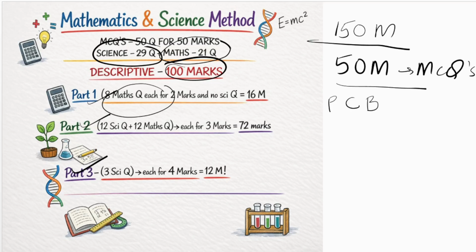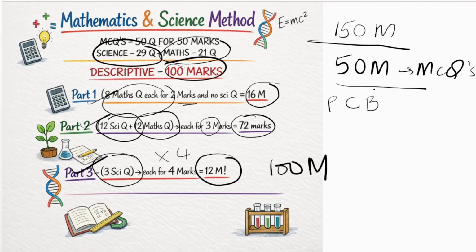Then in part 2 there are 24 questions. In those 24 questions, 12 are science questions and 12 are maths questions. Each question carries 3 marks, so a total of 72 marks. And in the last part 3, they have not asked maths questions. There are only 3 science questions of 4 marks each. So it is a total of 20 marks. So your descriptive paper is a total of 100 marks. This is what I'm explaining for the mathematics and science post.